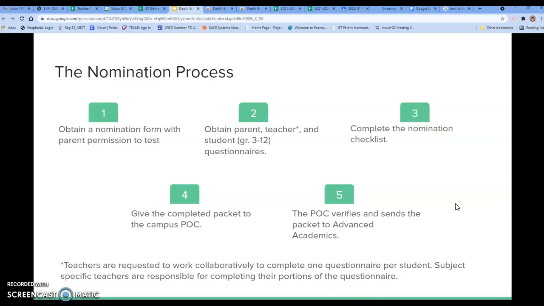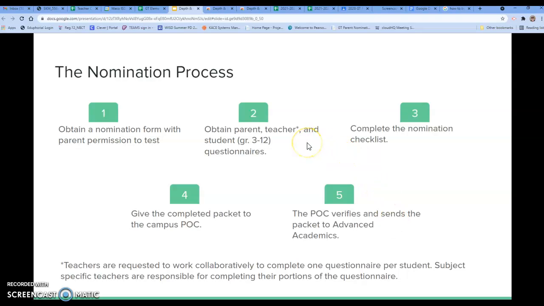And just as we talk about the nomination process, the nomination period is open right now. We will start our testing period in October. But what it needs to start with is just a nomination. Anyone can nominate a student. A student can nominate another student or him or herself. A custodian can do it. Anyone can nominate a student.